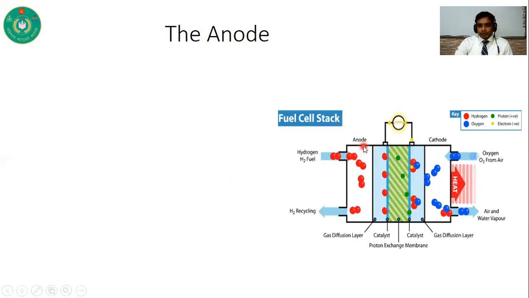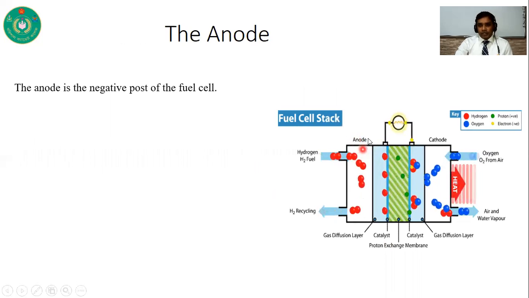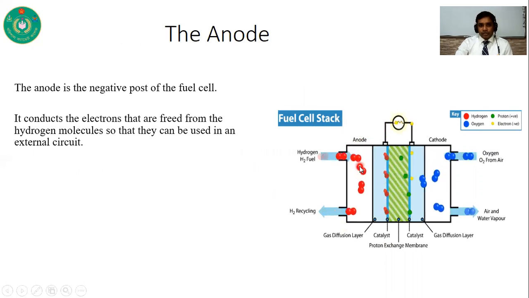The anode. What is the anode? In this picture you can see the anode, the cathode, and the proton exchange membrane. The anode is the negative post of the fuel cell. It conducts the electrons that are freed from the hydrogen molecule when the hydrogen molecule comes in contact with the anode. In the anode we use basically a platinum electrode, platinum as a catalyst, and when hydrogen comes in contact with the anode, it produces protons and electrons.